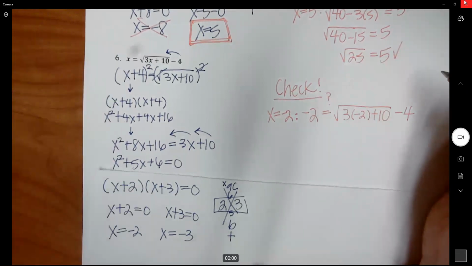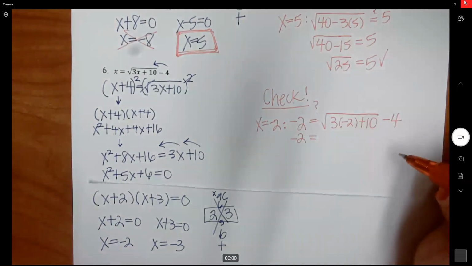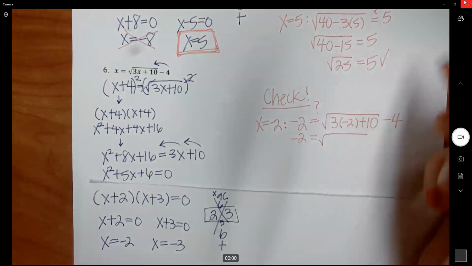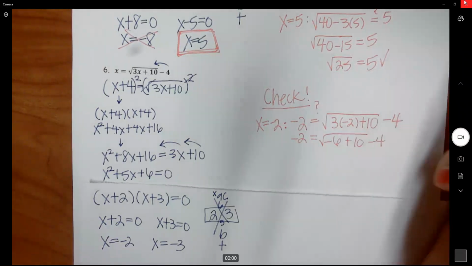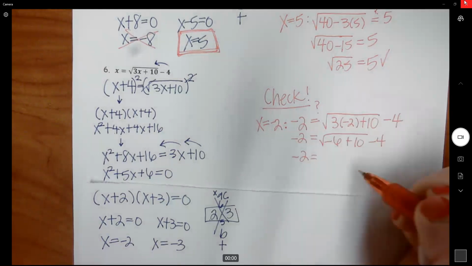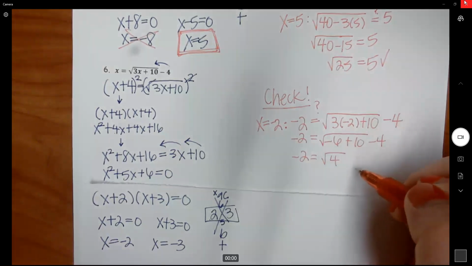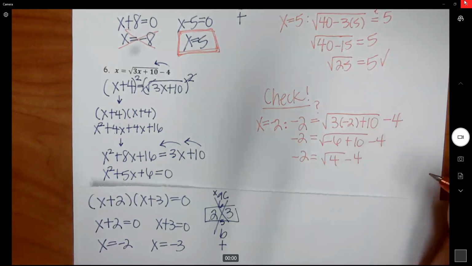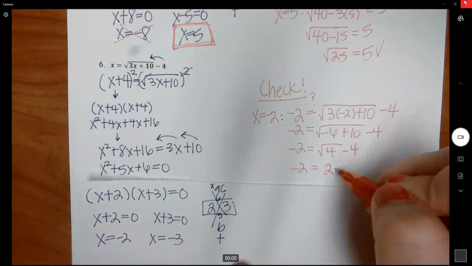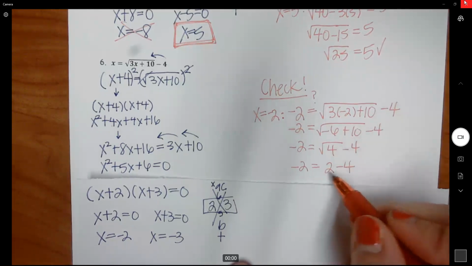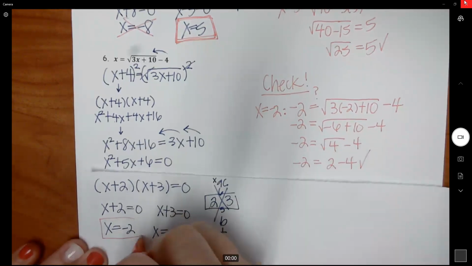Do these two sides equal each other? We get -6 plus 10. This is the square root of 4. The square root of 4 is 2, and 2 minus 4 does give me -2. So this is a solution.